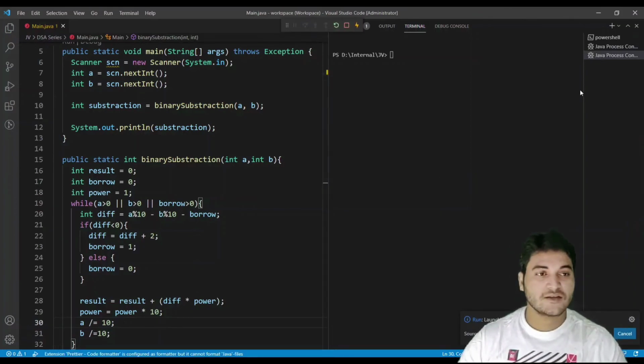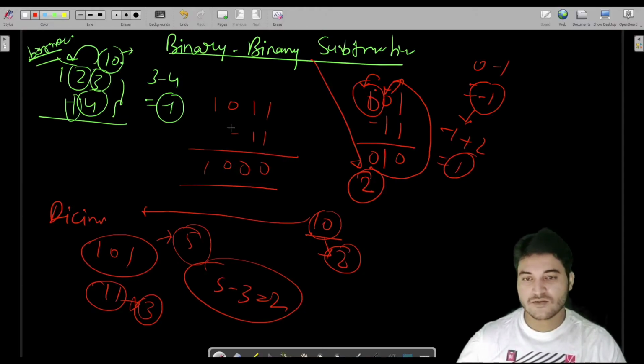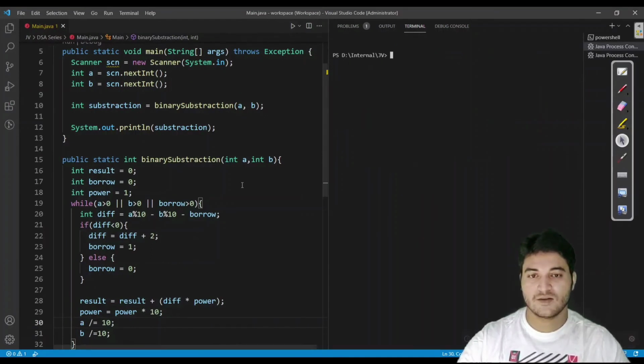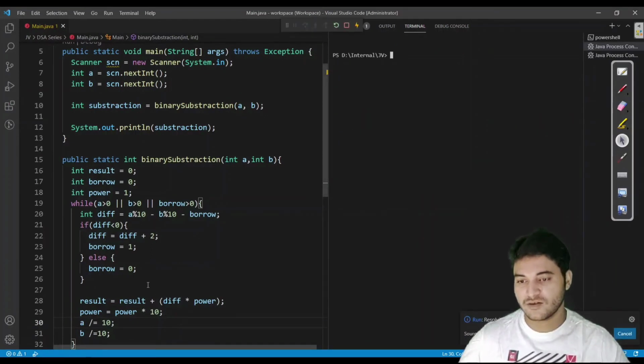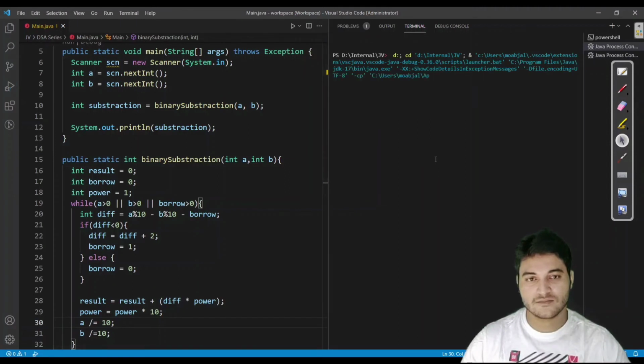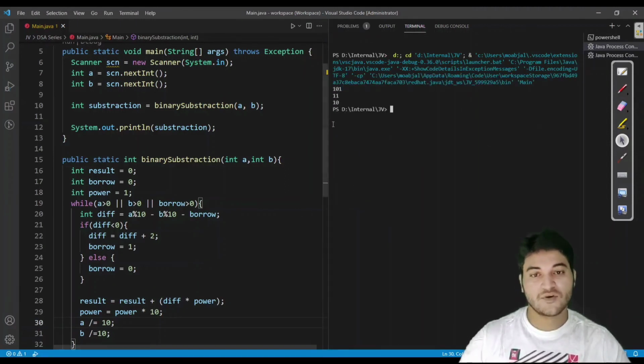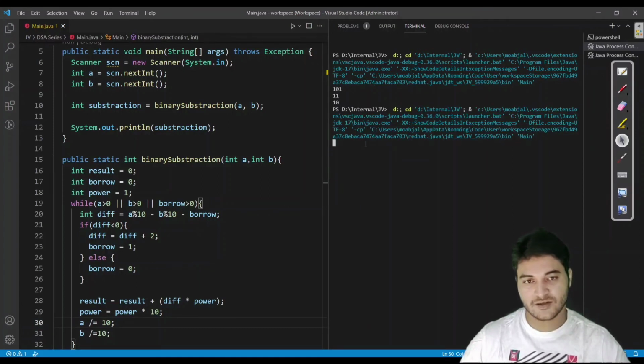So I would enter these two numbers which I have taken in my test case also, which was 101 and 11. Is there any error in our program? I don't think so. Fine. 101 11. So we have got 10, which is the base for 2. Sorry, which is the representation for 2 in the decimal.